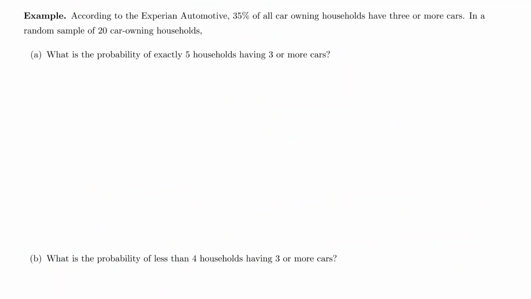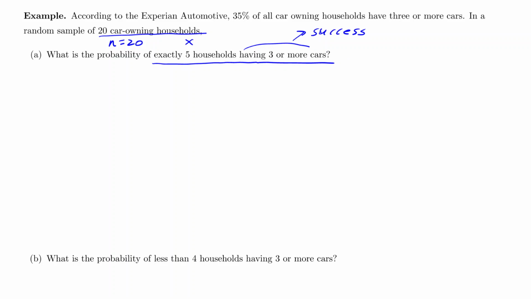Let's look at one more example. According to Experian Automotive, 35% of all car-owning households have 3 or more cars. In a random sample of 20 car-owning households, find the following probabilities. So here n is 20, the total trials. What is the probability of exactly 5 households having 3 or more cars? So this is x, and having 3 or more cars is defined as success in this case. So don't get confused just because success is defined with numbers in this case. This just means success. The only thing we have to worry about numerically is this 5 for this problem.